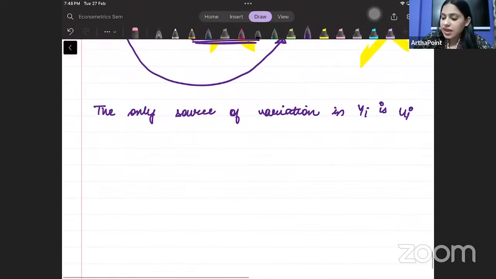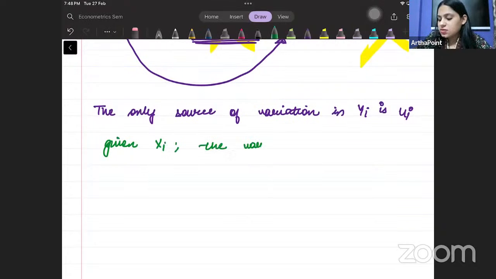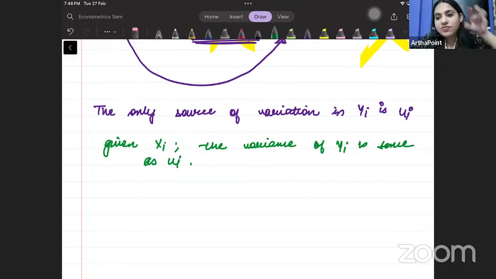So we can say that given xi, the variance of yi is the same as the variance of ui. So the variance of yi will be the same as the variance of ui. Right? Is that clear?